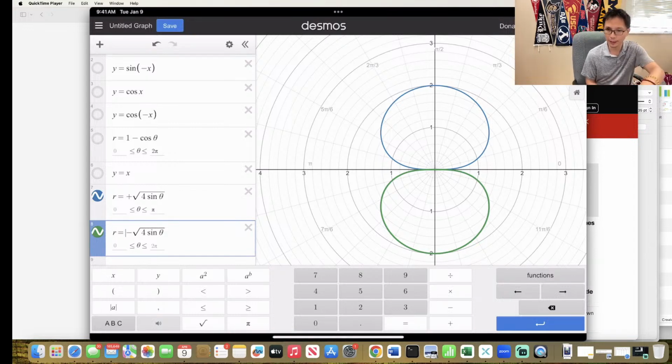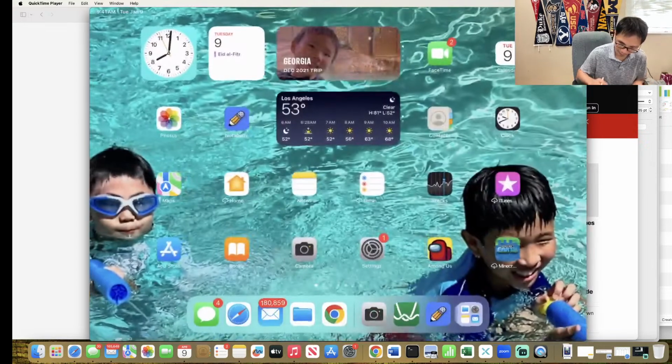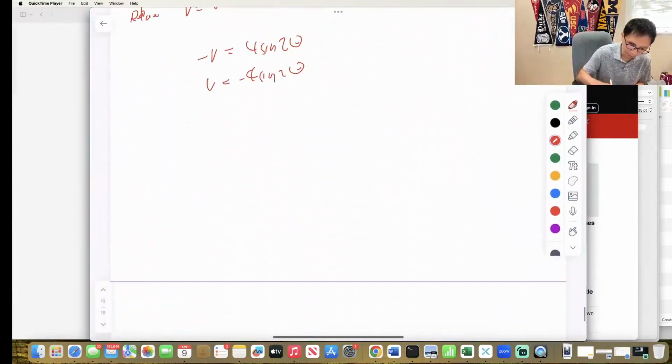Now we finished with that. I want to review something though, which is how do you change a polar function to the rectangular form? So we did that before the break. I want to make sure you guys know that. So what would be the polar conversion?